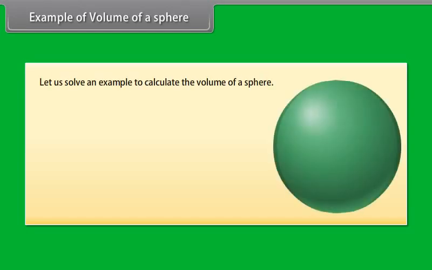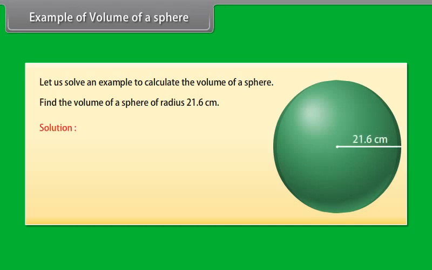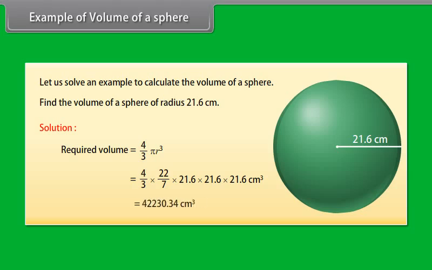Example of volume of a sphere. Let us solve an example to calculate the volume of a sphere. Find the volume of a sphere of radius 21.6 cm. Solution. Required volume is equal to 4 upon 3 pi r cube, which is equal to 4 upon 3 into 22 upon 7 into 21.6 into 21.6 into 21.6 centimeter cube, which is equal to 42230.34 centimeter cube.